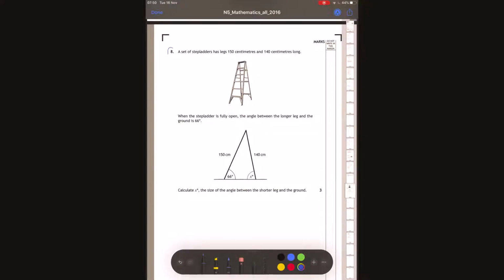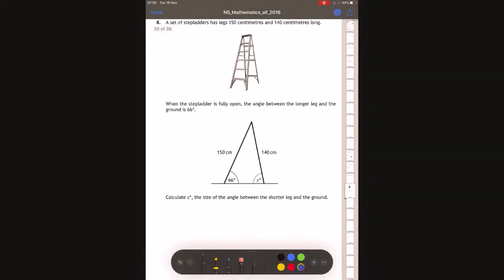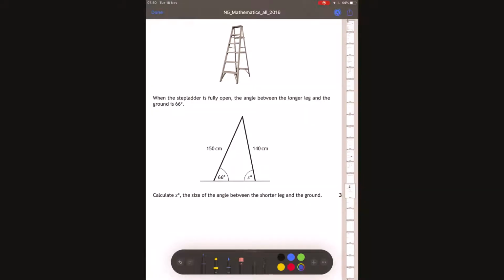So question 8. We're going to calculate this angle in here. So hopefully you can see this is a trig question. If it's a trig question, first step is deciding whether we need to use the sine or the cosine rule. We only have two sides, but we do have two angles, which means we'll be using the sine rule.